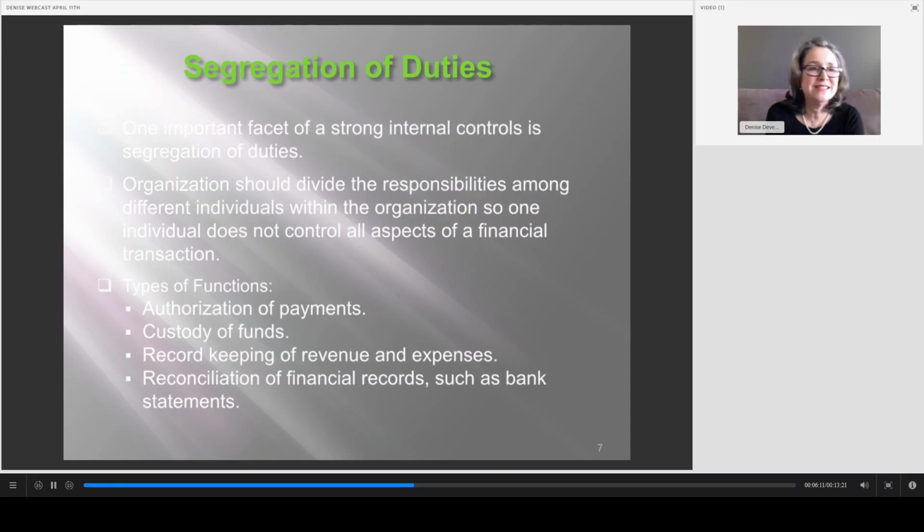Segregation of duties. This is what I consider the most important aspect of internal control. One individual cannot be in control of all aspects of a financial transaction. Keep the following functions with separate people: the authorization of payments, the custody of funds, that's the checkbook, the record keeping of revenue and expenses, your bank reconciliations, and the general ledger account reconciliations. We'll talk about tips on how best to do that in a small organization later in this presentation.